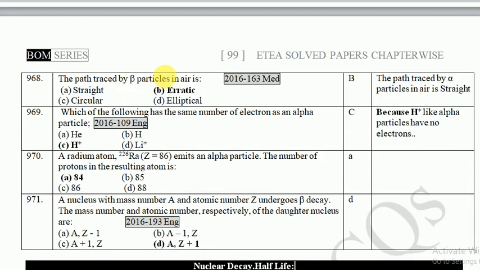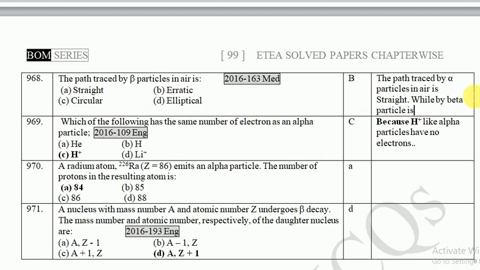The next is: the path of a beta particle in air is erratic, straight, or circular. As we can see, the beta particle moves in a straight line, but due to collisions the beta particle is erratic. So the path traced by an alpha particle is straight, while by a beta particle it is erratic.